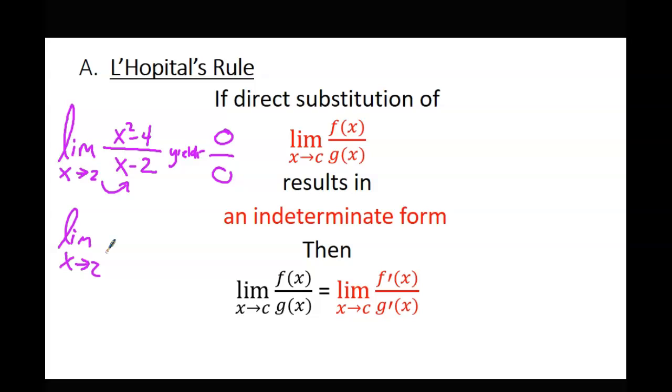So what's the derivative of x squared minus 4? 2x. What's the derivative of x? Just 1. Plug it in, got your limit. That's L'Hopital's rule. So if you get 0 over 0 or infinity over infinity, then you can just take the derivative of the top and the derivative of the bottom and plug in again. And you got your answer.